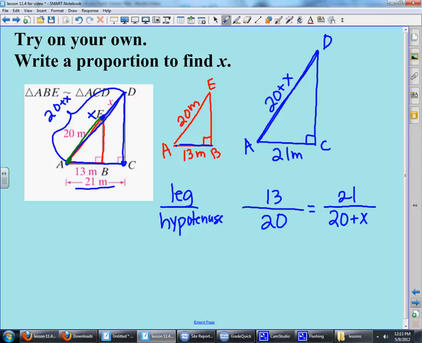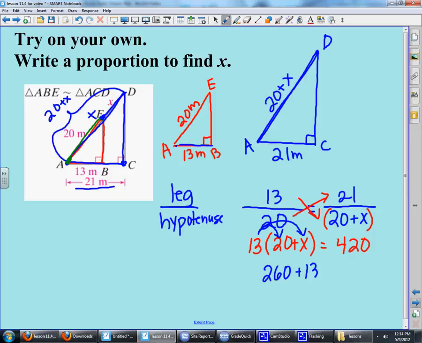Now I'm going to want to put some parentheses around here so that I know when I cross multiply, I have to multiply that whole quantity by 13. So it's 13 times the quantity 20 plus x equals 21 times 20, which is 420. Now I'm going to distribute 13 times 20, 13 times x. 13 times 20 is 260 plus 13x, and that equals 420.